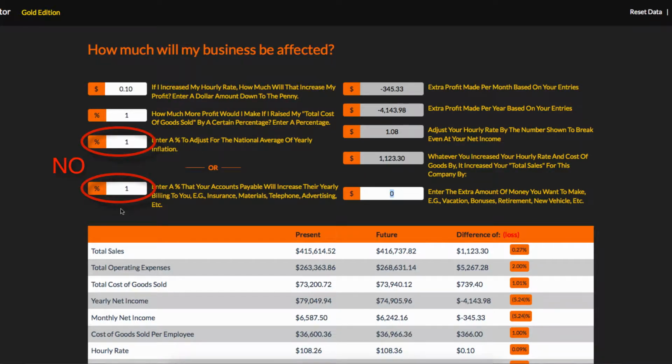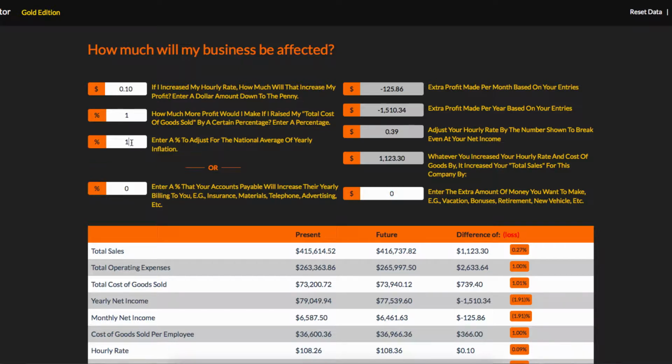Quick tip. One simple way to find out if your accounts payable have increased or decreased from last year is to look at your prior year's profit loss statement and compare the expenses from last year to this year and figure out the percentage difference between the two. You'll have a better estimation that way.